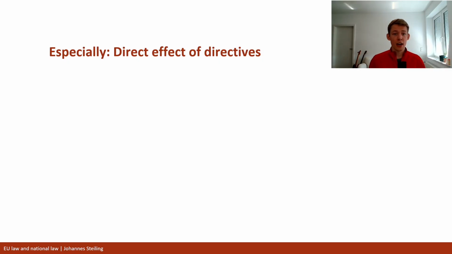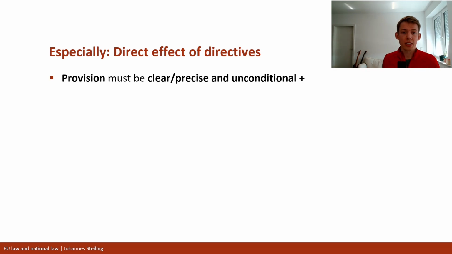The ECJ has also confirmed this: in general, there's no direct effect of directives, but there is one main exception, and we'll talk about this right now. So the ECJ has basically held that in order for directives to have direct effect, which means that I can directly invoke the provision of the directive in front of a national court or administration, and realize that we always talk on a provisional basis.